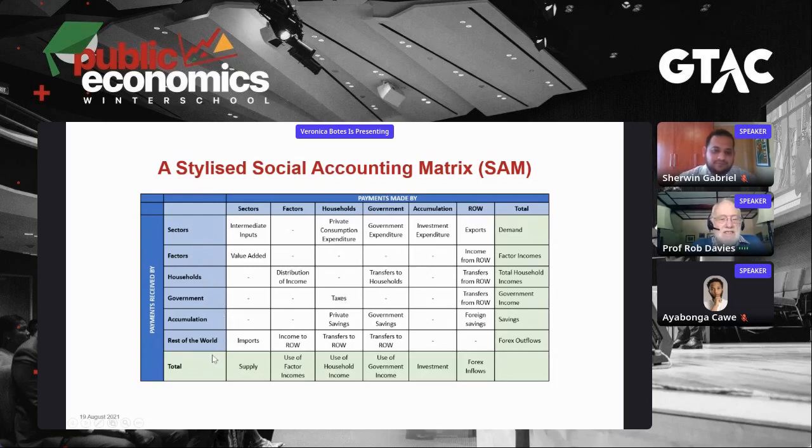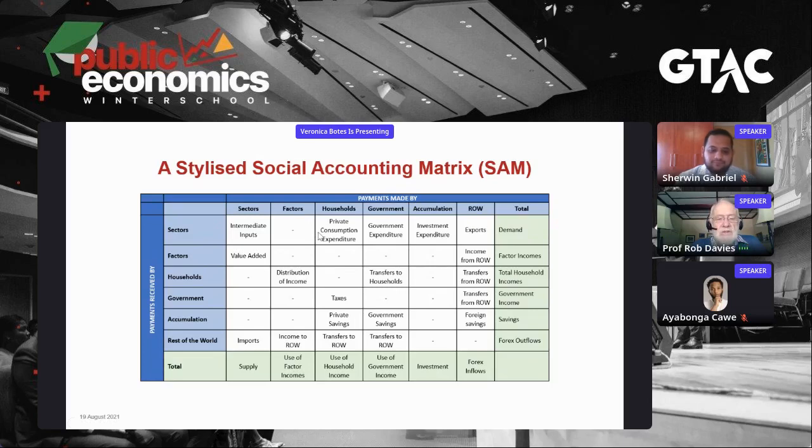So in the first cell, we show intermediate inputs. These are what firms buy from each other as raw materials and manufactured products that they use in the production of their output. And when we go down, we see factors of production are used in production. Value added is created, wages, profits, and rents are created there. And so going down that column, we're seeing all the things that firms are buying from the different accounts. When we go across the row, we see all of the incomes received by the different accounts.